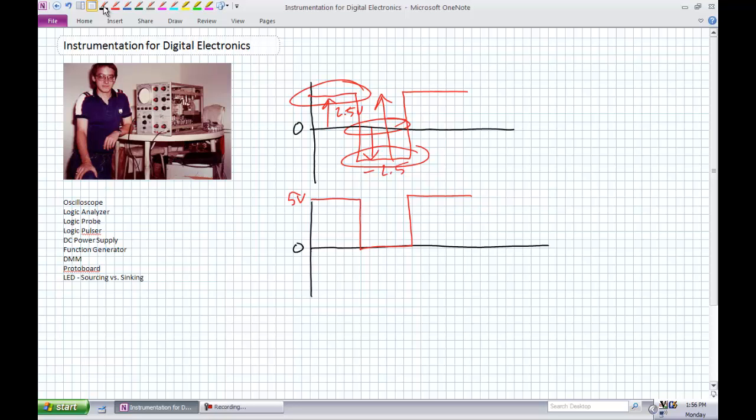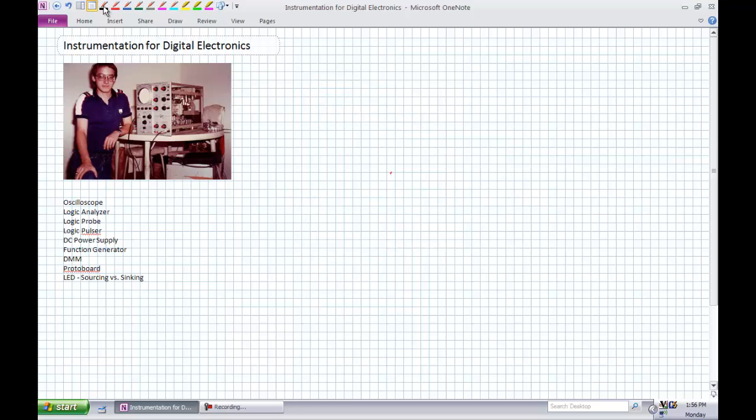The logic probe and the logic pulsar and the DMM. How do I know that my output for a particular gate is high or low? You can just use your DMM. Okay, for example, here is an OR gate, here is an AND gate, here is a NOT gate. I apply a 1 there, a 0 there, and a 1 there, and a 1 there, and a 0 there. Which of these gates will have 5 volts on its output?